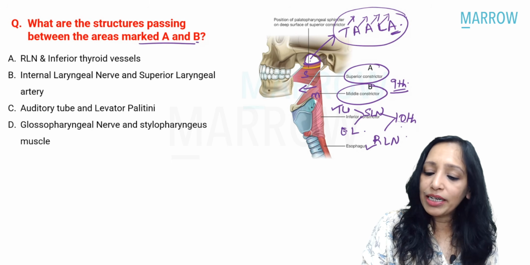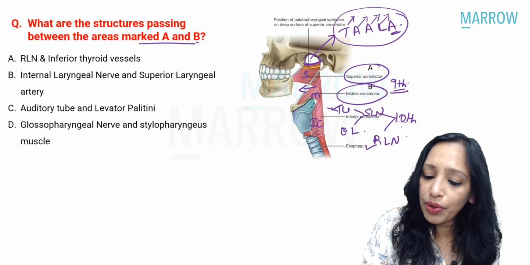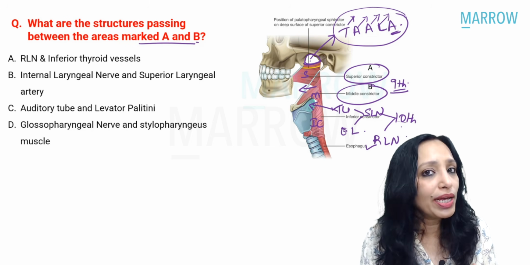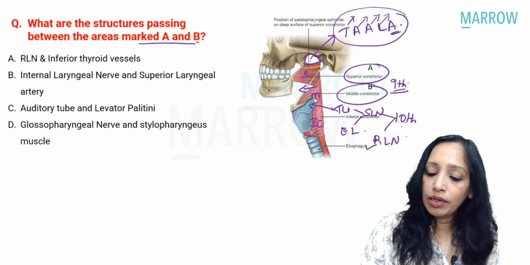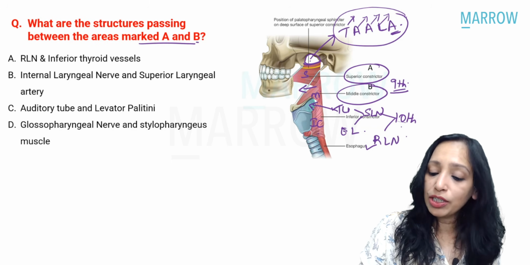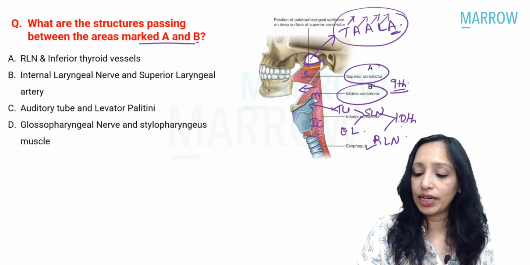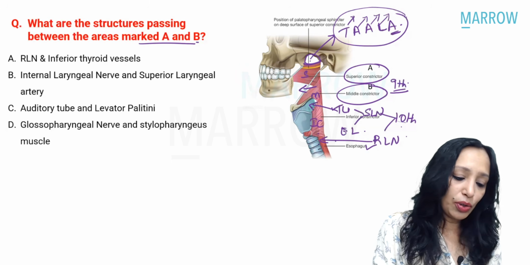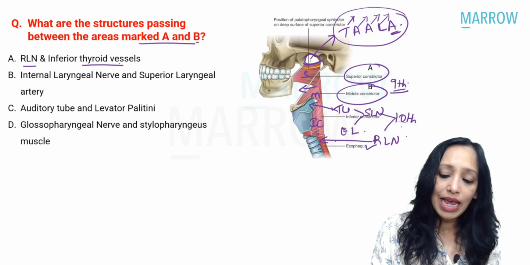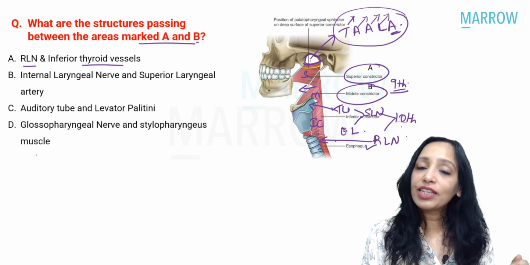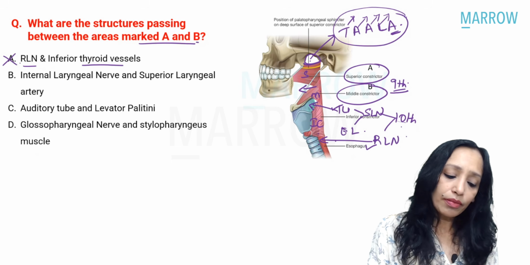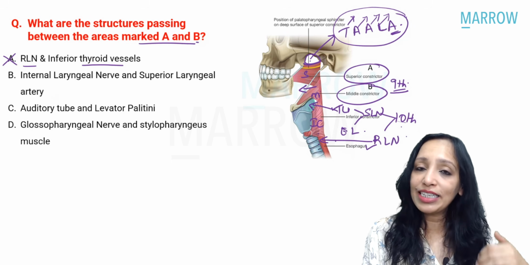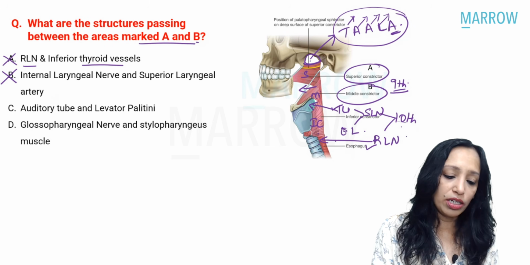So then through the next gap, that is in between the middle constrictor and the inferior constrictor, will pass the internal laryngeal nerve along with the superior laryngeal vessels. And in between the inferior constrictor and the esophagus, that is through the lower border of the inferior constrictor, passes the recurrent laryngeal nerve along with the inferior laryngeal vessels. So let us see the choices. Recurrent laryngeal nerve and inferior thyroid vessels, they will pass in between the inferior constrictor and the esophagus. So no, not this. Internal laryngeal nerve and superior laryngeal vessels, that is the upper border of inferior constrictor, that is in between the middle and inferior constrictor. So no, not this also.